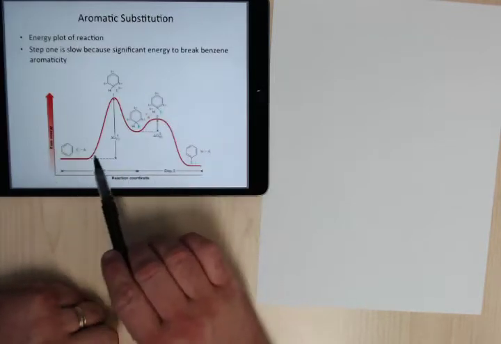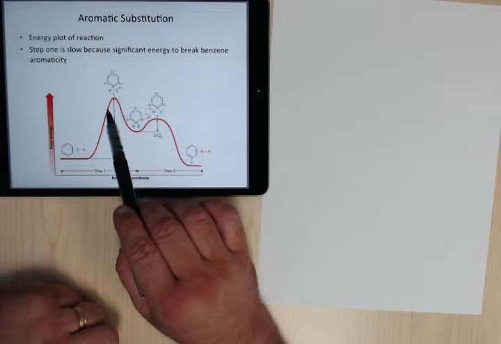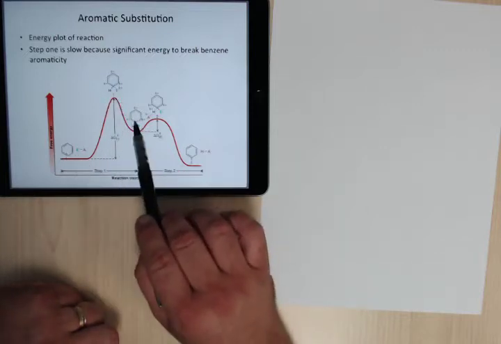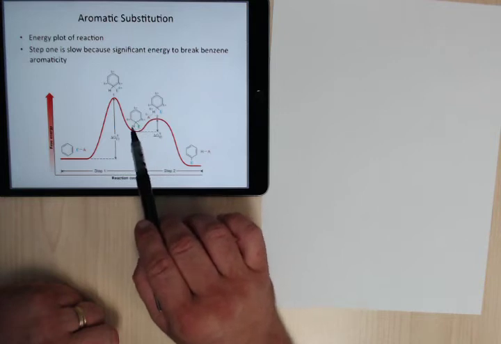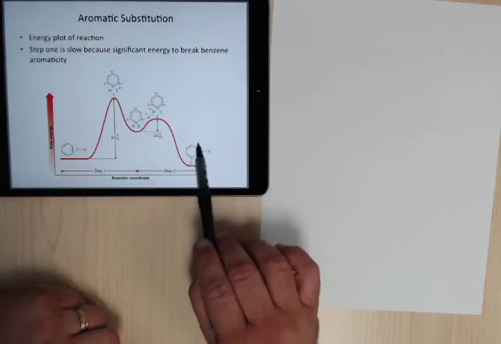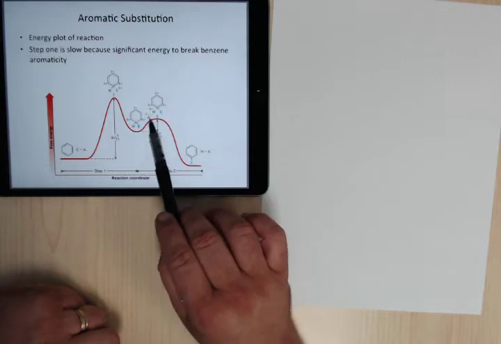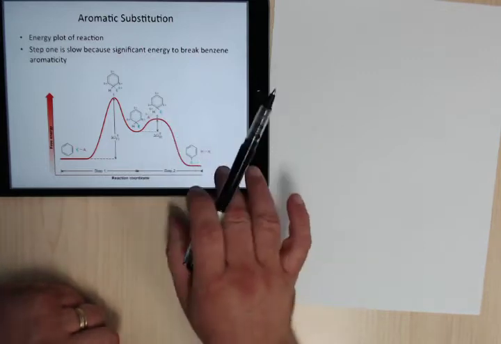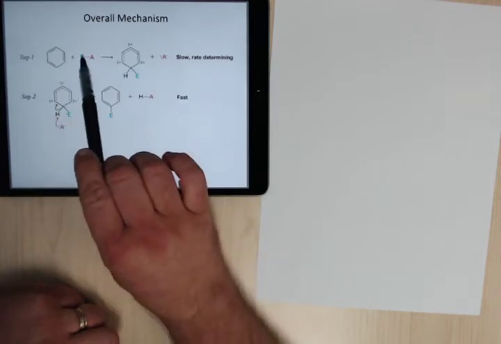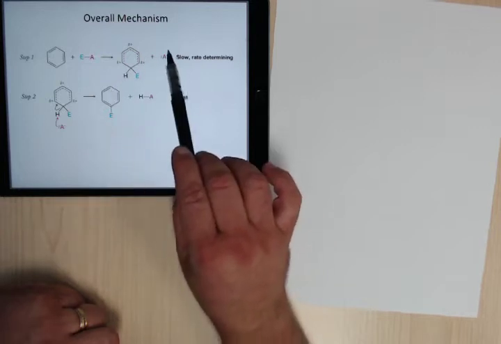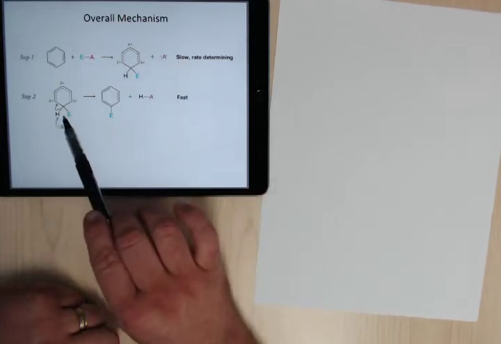So the first step is always really slow, because you're breaking up the aromaticity. It goes from aromatic to non-aromatic, because we have basically an sp2 hybrid carbon. When we remove the hydrogen, we're reestablishing the benzene, and that's a lot easier to get to. So the overall mechanism is we have benzene, it attacks a positively charged thing, and that negatively charged thing then comes back and grabs the hydrogen. Okay?